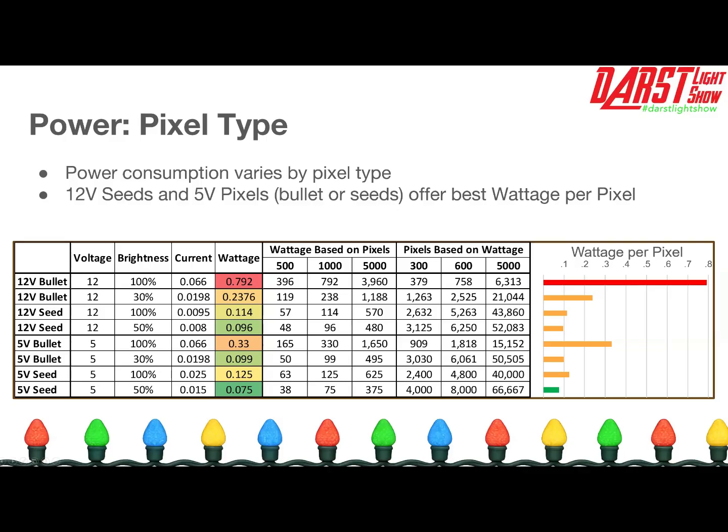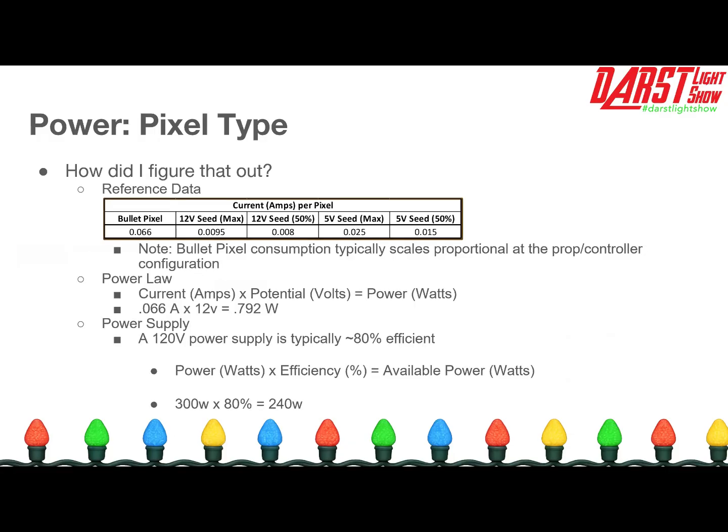So if you're sticking with your bullet pixels, then obviously 5-volt is the way to go from a power standpoint. If you're open to using seeds, then there's not a significant advantage of choosing 12 volts or 5 volts from a power distribution standpoint. Okay, that's the summary. So how do I figure that out?